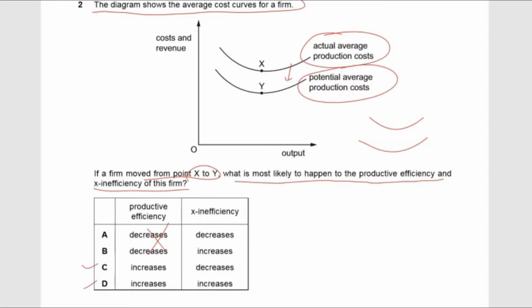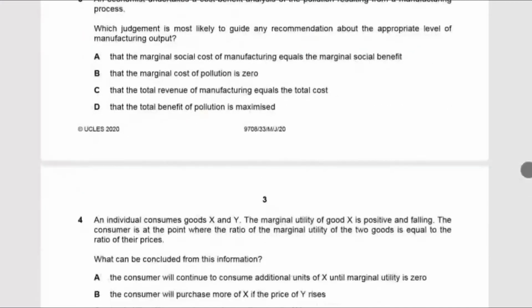And what will happen to X inefficiency? X inefficiency will decrease because efficiency will increase. So the examiner has basically used a trick. It is using the term inefficiency instead of efficiency. So inefficiency is decreasing because efficiency is increasing. Okay, so hope you can understand it now. So option C is the correct option. Now we can move to question number 3.